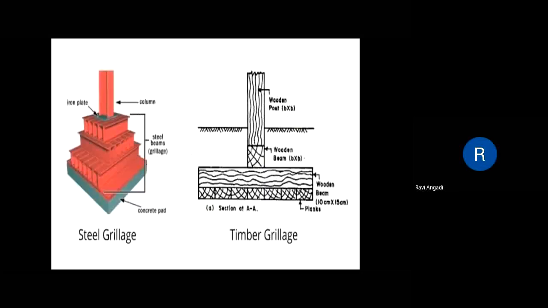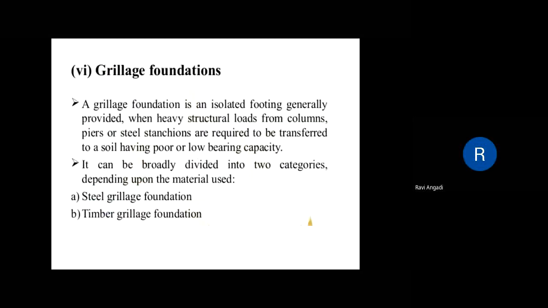This type of foundation you might have seen. This is called a grillage foundation. A grillage foundation is an isolated footing. This is also an isolated footing, but it comes under spread footing only. Spread means it distributes the load on a wider area, stage wise. A grillage foundation is an isolated footing generally provided when heavy structural loads from columns, piers, and steel stanchions are required to be transferred to a soil having poor or low bearing capacity.